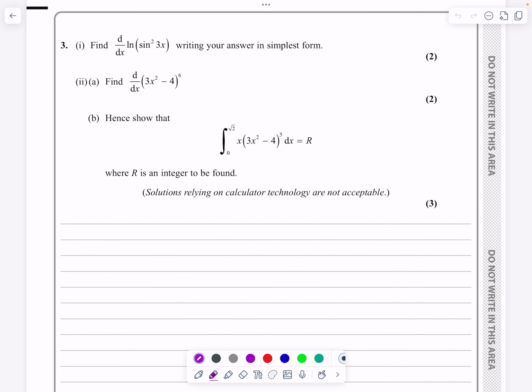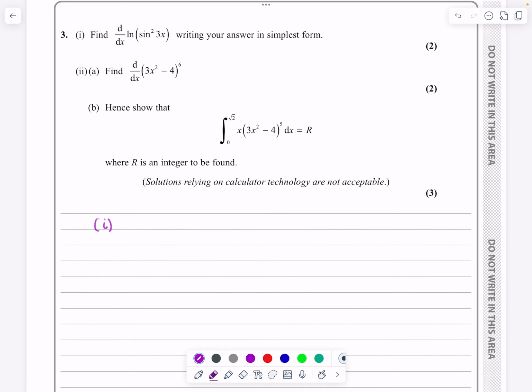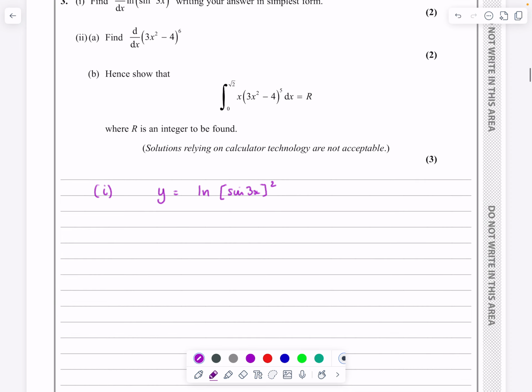So 3 part 1 says, can we find the differential of log of sine squared 3x? I'm a very big believer in being able to do the chain rule without writing too much down. But let's have a look at this one. If we've got y equals the log of sine squared 3x. You don't necessarily have to write it down like this, but have it in your mind, if nothing else: it's the log of that squared when we're trying to do it.